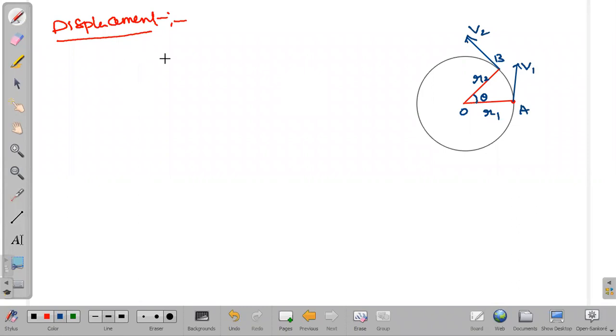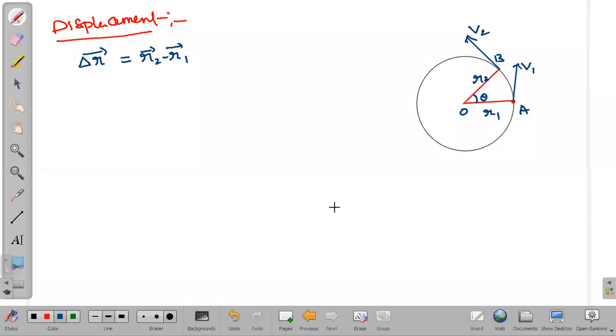For displacement, we will be writing delta r as the displacement. Delta r is equal to r2 minus r1 in terms of vector notation. That's the reason I separated r1 and r2. Now, what else do we do here? We will try to find the magnitude of that. We have written in terms of vector notation the displacement traveled by the particle which is in circular motion.